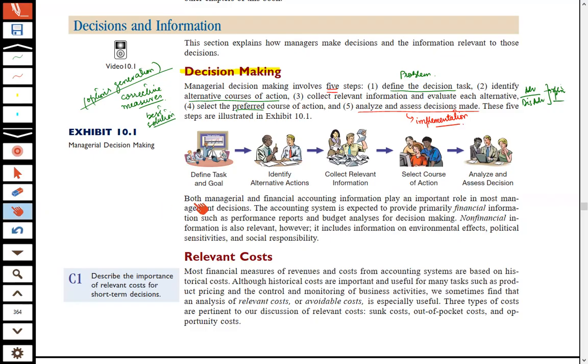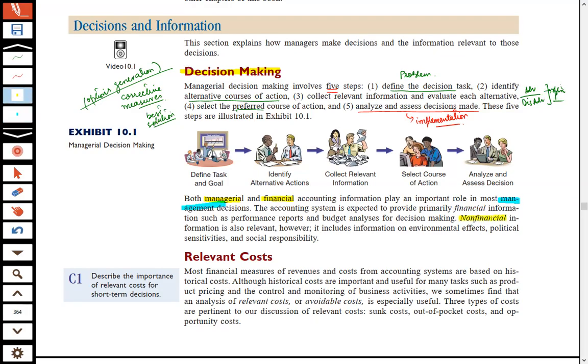Now, further it is written here that both managerial and financial accounting information play an important role in most management decisions. Not only managerial, not only financial, they are used in conjunction with each other. The accounting system is expected to provide primarily financial information such as performance reports and budgets for decision making. Non-financial information is also relevant. However, it includes information on environmental effects, political sensitivities, and social responsibilities.